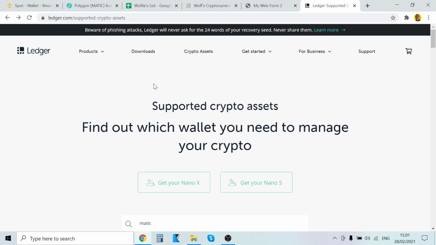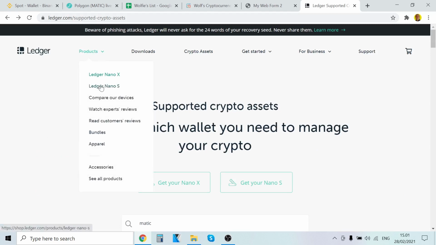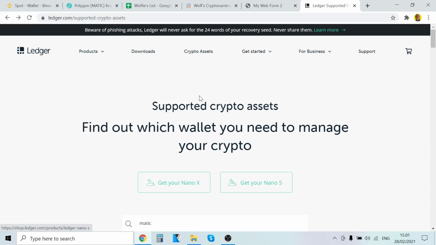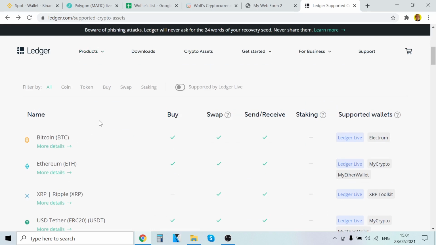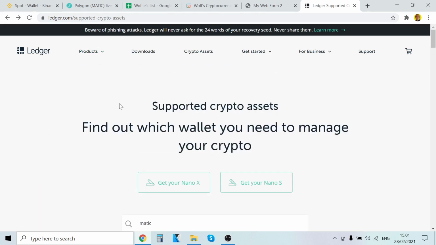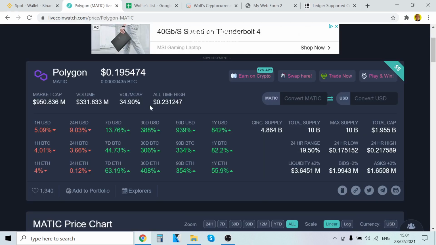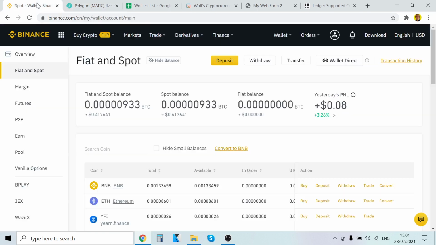So basically that means when it supports it, you can come here and buy the Ledger Nano S or X, and then put your cryptocurrencies on that offline wallet. Then they are off the exchanges, so it's yours. Nobody else can get access to it. Okay, so that's the safest way to store MATIC Polygon, in my opinion.